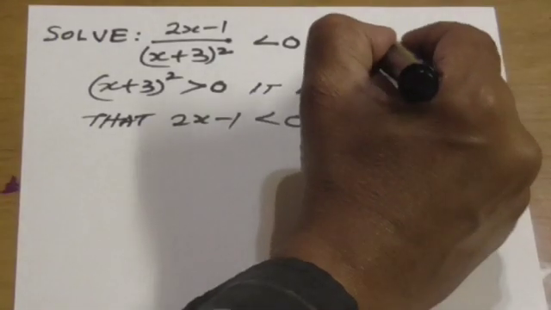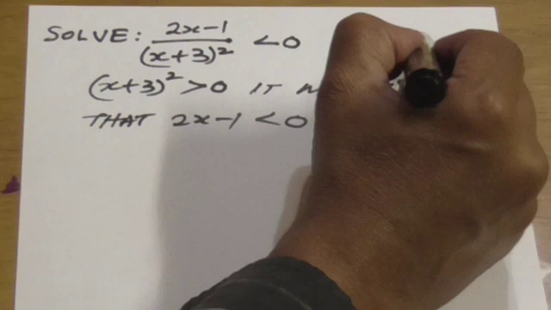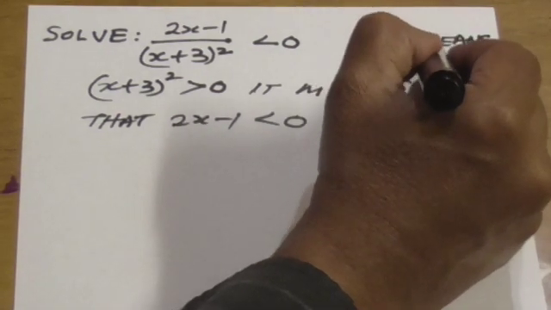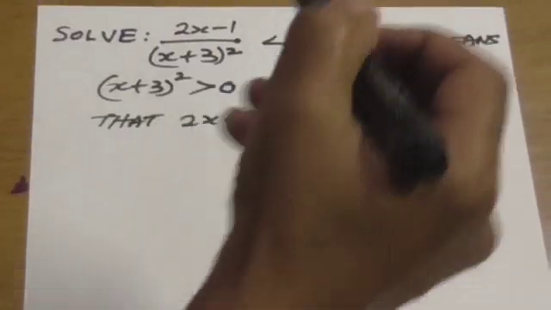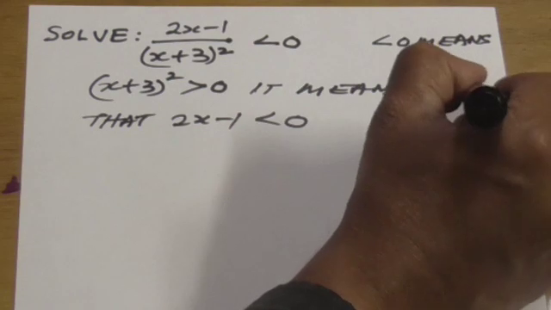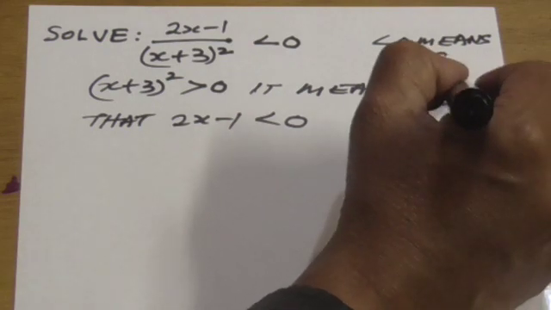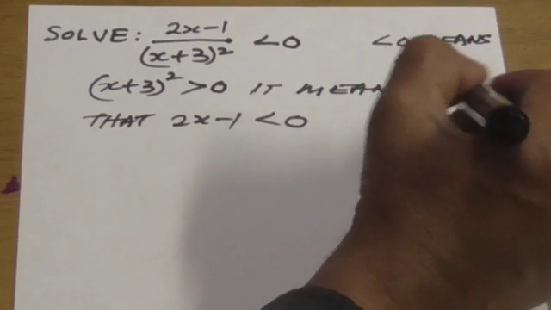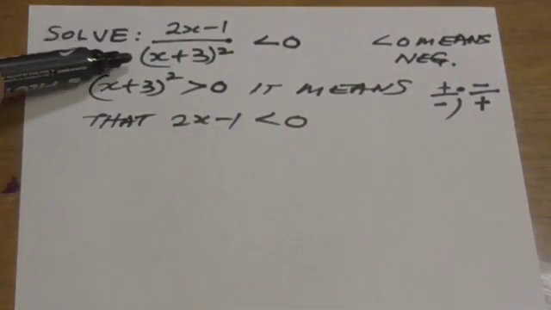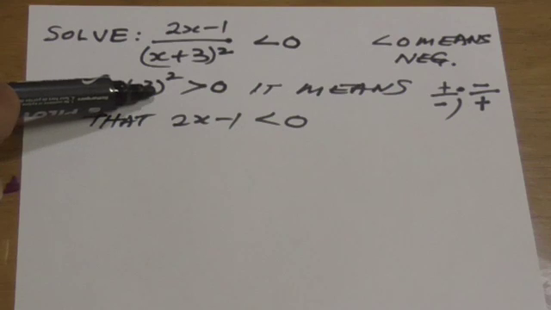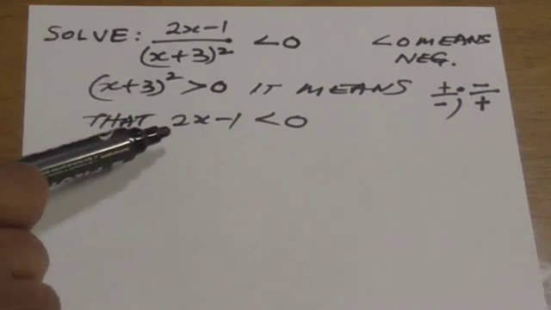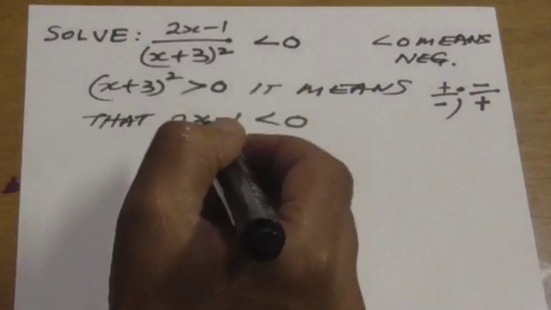You see, less than 0 means negative. So if you want negative, you'll have to have a positive over a negative or a negative over a positive. You'll have to have one of them. So now if this one is squared and it's already positive, then that one has to be negative. So it means 2x minus 1 is less than 0.